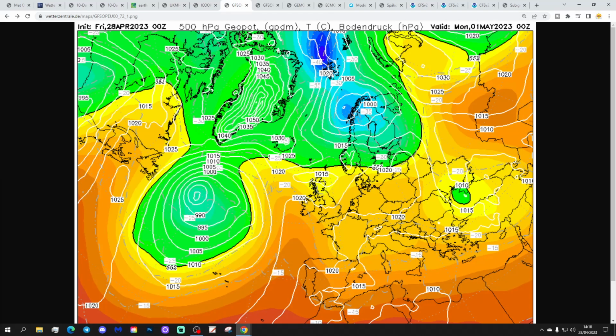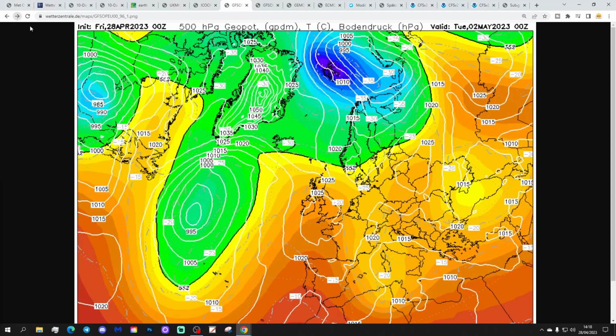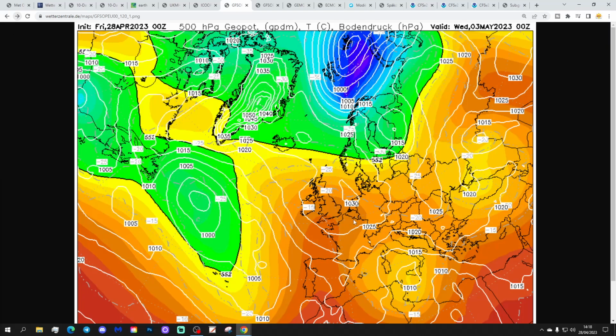GFS midnight run, again with that trough in the north on bank holiday Monday. Otherwise, a ridge is trying to build up from the southwest for Tuesday and Wednesday.